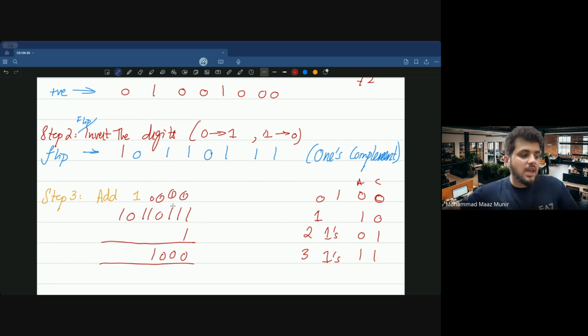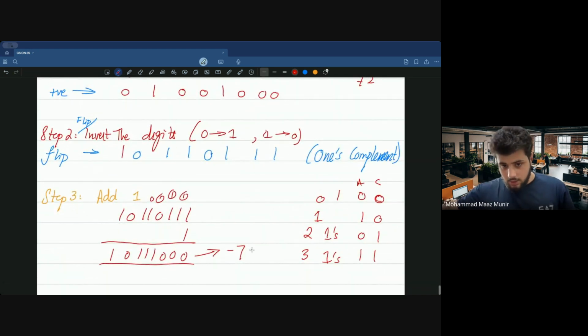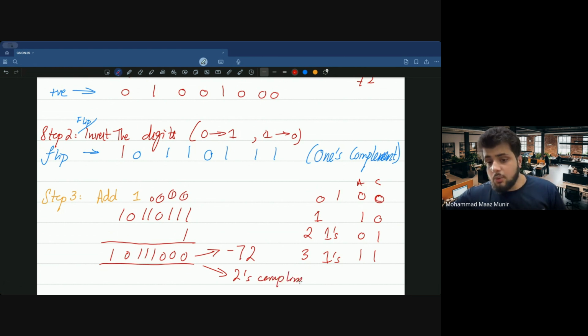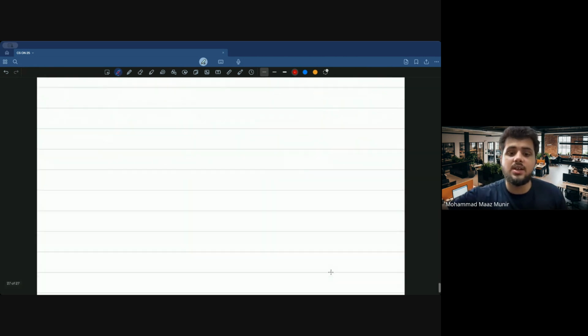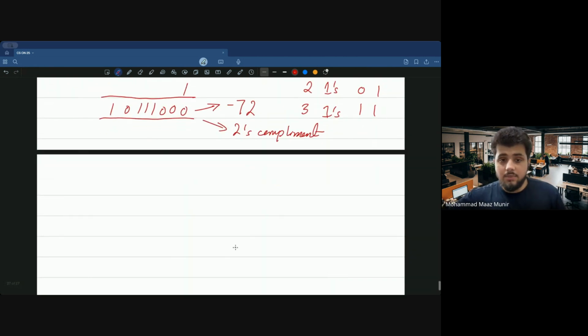So when we have no carry, the simplest way to do this is basically bring down the numbers. So it's going to be 1, 1, 0, 1. So this number is basically negative 72. Now, this is the method. This is negative 72, and this is basically your 2's complement. Now, why don't we check our answer using the method we did earlier on? Remember the other method we discussed?